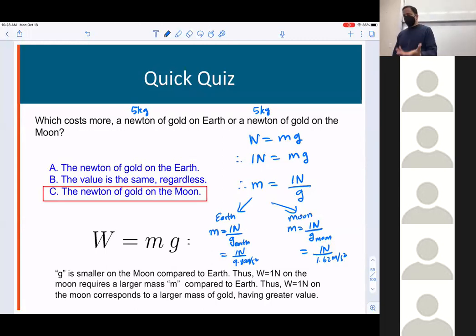But if you're giving me the weight of 1 Newton on Earth versus 1 Newton on the moon, that corresponds to a different amount of mass on the two planets, right? So on the moon, the gravitational g is smaller, so you need more mass for it to have the same weight as compared to on Earth. Any questions on that?